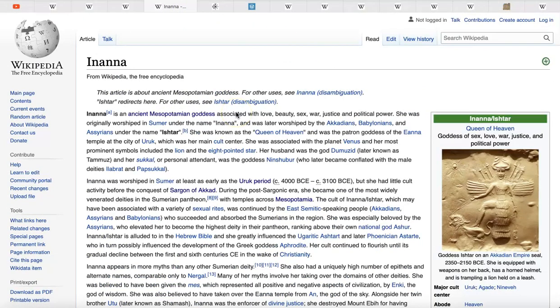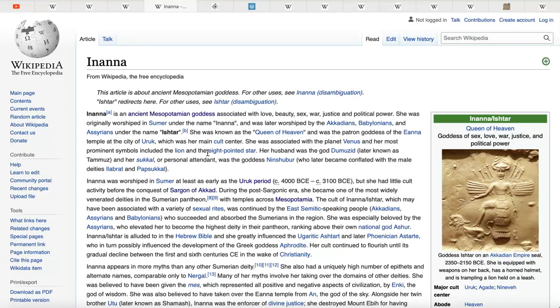So Inanna, there she is. Inanna is an ancient Mesopotamian goddess associated with love, beauty, sex, war, justice, and political power. She was originally worshipped in Sumer under the name Inanna and was later worshipped by the Akkadians, Babylonians, and Assyrians under the name Ishtar. She was known as the Queen of Heaven and was the patron goddess of the Inanna Temple at the city of Uruk, which was her main cult center.